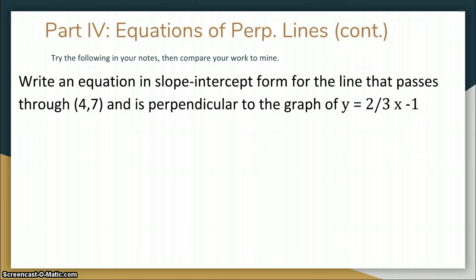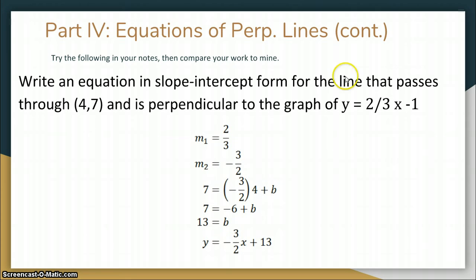Okay, let's compare what you did to what I did. I started off with my first slope, which is 2/3, taken directly from here. Okay, then I found the new slope, which is the opposite reciprocal. Flip the sign, flip the fraction. Then I plugged in what I know. I got my slope, so that's the only thing that's different. Here's my m, here's my y, here's my x. Plug those 3 in, solve for b.